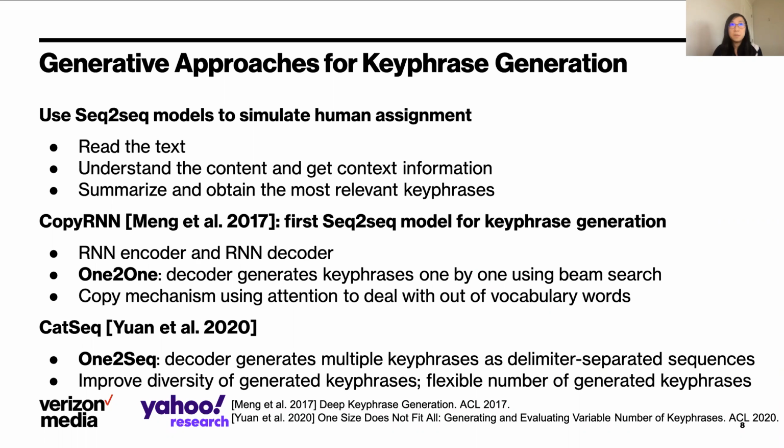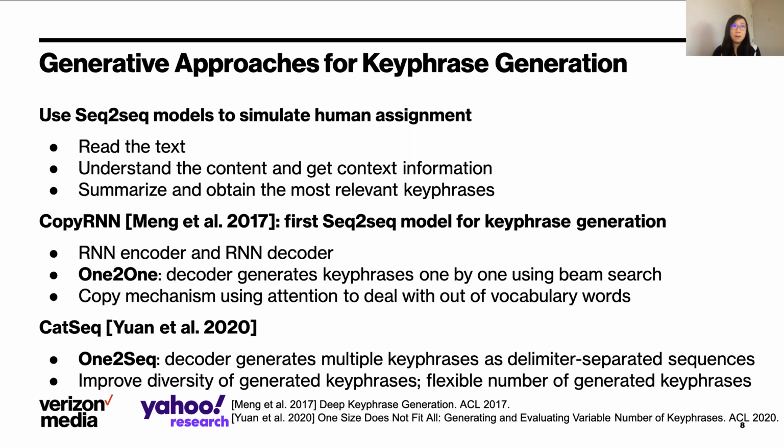So if we are given a document, how would we assign the keywords to the document? Basically we're going to read the text and understand what the content is and what the context information around the page is. And then we will be able to summarize the most important key phrase. So motivated by this, in 2017, people proposed the very first sequence-to-sequence model for this key phrase generation task. So this model is very famous.